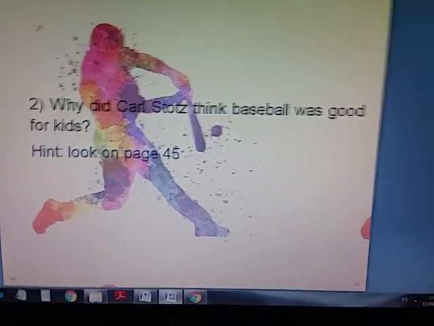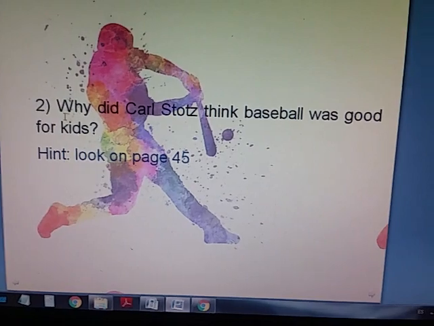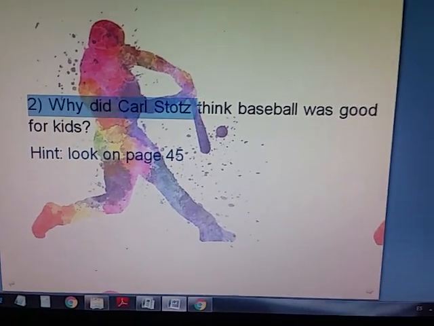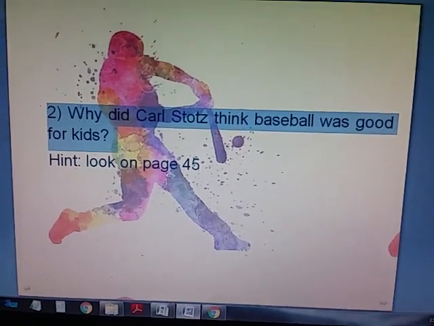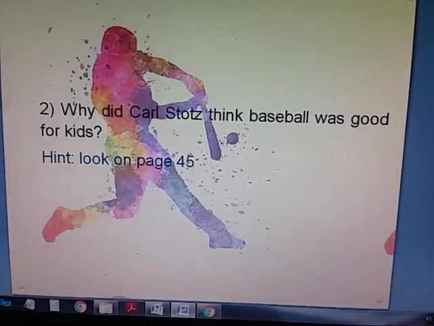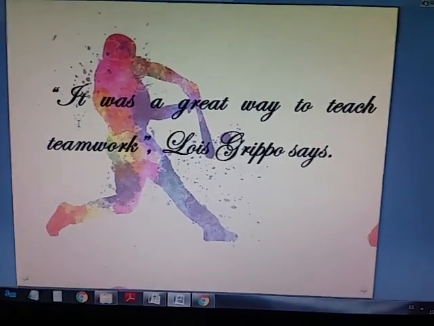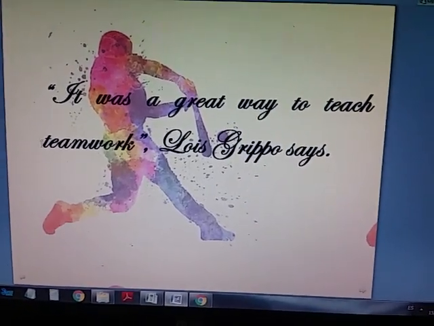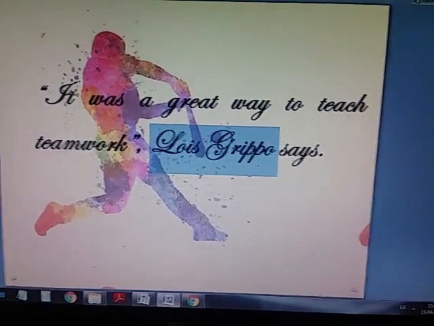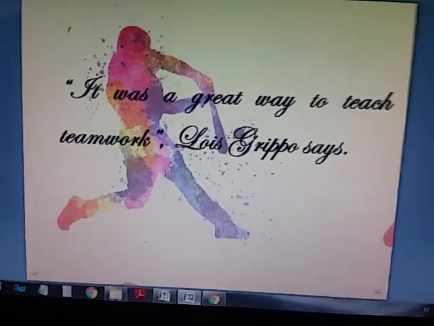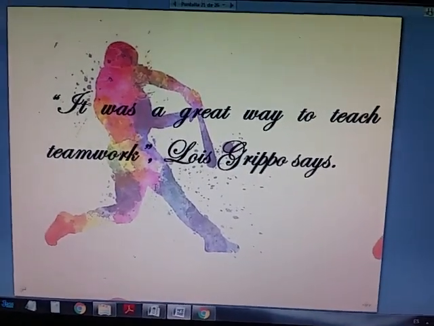Okay, question number 2 says, why did Karstast think baseball was good for kids? There's a hint on page 45. I already checked it, and it says, it was a great way to teach teamwork. I used the answer by Lois Grippo, by just quoting her work.